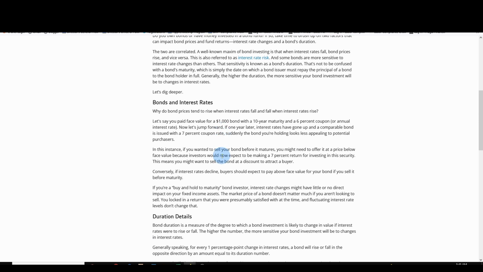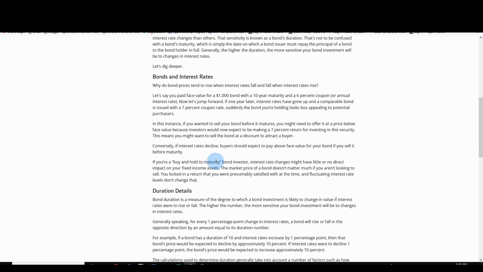Bonds and interest rates. Why do bond prices tend to rise when interest rates fall and fall when interest rates rise? Let's say you paid face value for a $1,000 bond with a 10-year maturity and a 6% coupon, or annual interest rate. Now, let's jump forward. If one year later, interest rates have gone up and a comparable bond is issued with a 7% coupon rate, suddenly the bond you're holding looks less appealing to potential purchasers.